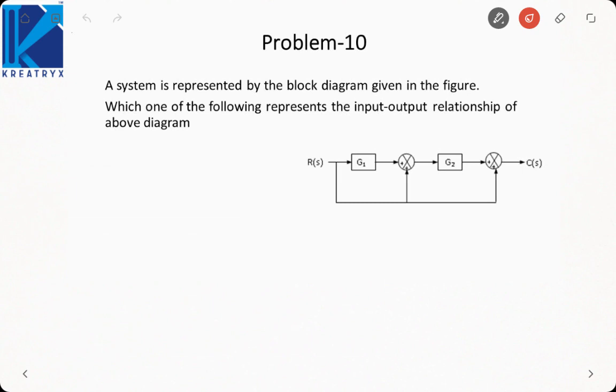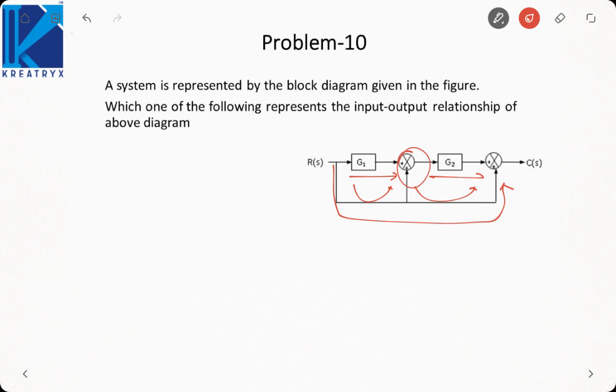Moving on to the next problem. Here again we need to find the input output relationship. So here if you see, this is a parallel path. This is also a parallel path. But the problem is the signal that is going in this parallel path is RS, not the output of this system. Okay. So we cannot directly separate these two blocks as two parallel paths.